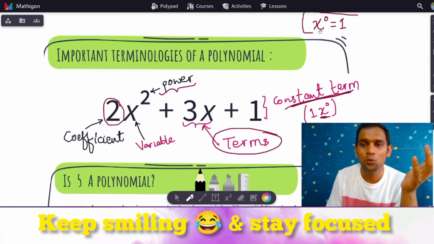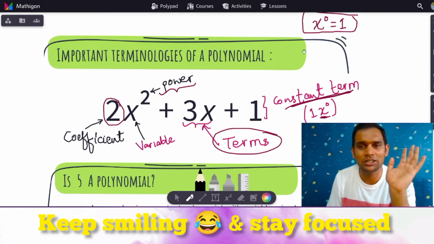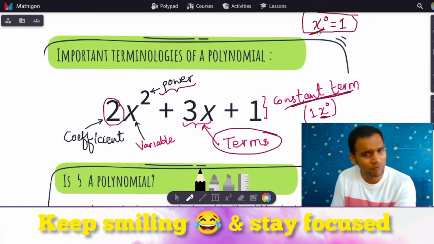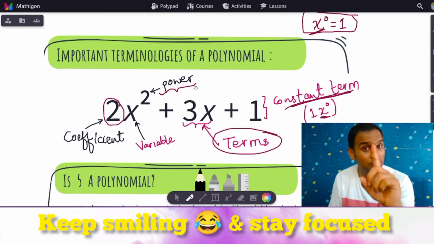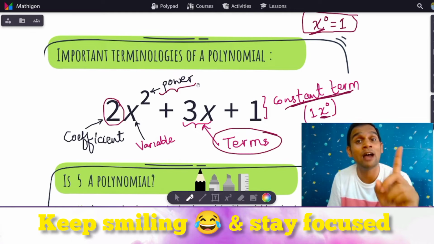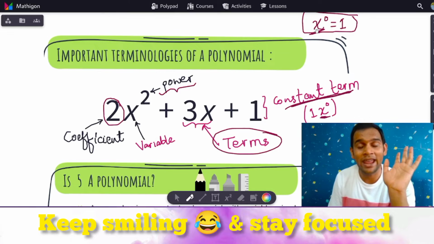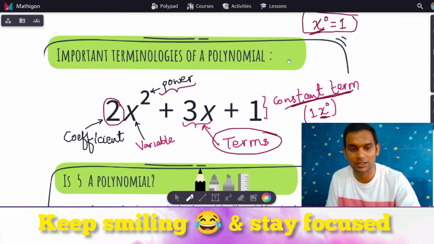So if we multiply 1 to any number, it will not change that number, right? So that is why we take that all the constant terms are multiplied by whatever variable we are dealing with in the polynomial. See, always remember, we only have one variable to deal with. So x to the power 0 is what we consider.